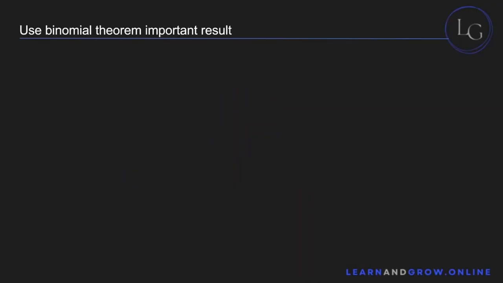Now let's use the binomial theorem to prove an important result. We have to prove that 1 plus 1 by n whole to the power n, as, this is not x, this is n, as n approaches infinity is equal to e, which is a constant in mathematics, which results in something like 2 point something something. It's in your calculator, you can find out the exact value, but we have to prove this.